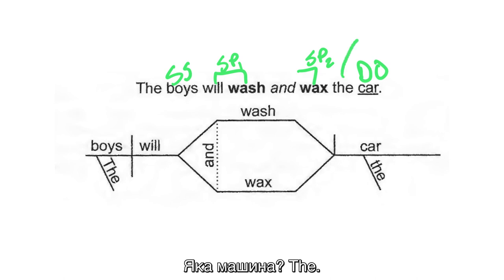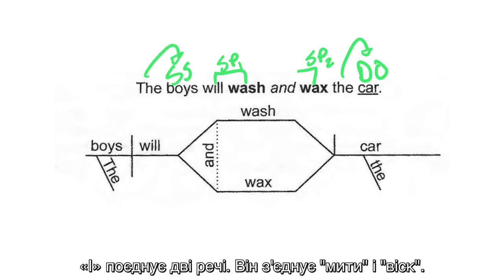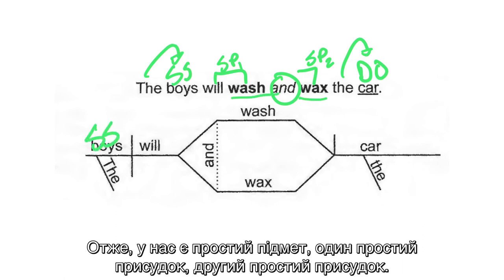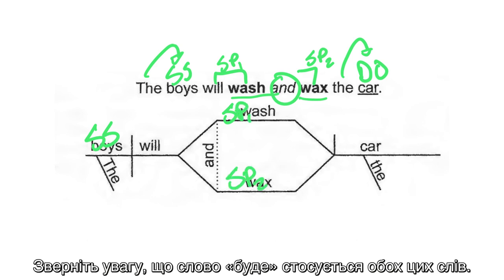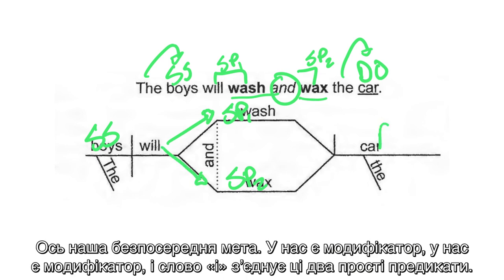Which car? The. Which boys? The. And connects two things. It connects wash and wax. So we have our simple subject, our simple predicate one, and our simple predicate two. Notice that the word will goes for both of these words. Here is our direct object. We have a modifier. We have a modifier. And the word and connects these two simple predicates.